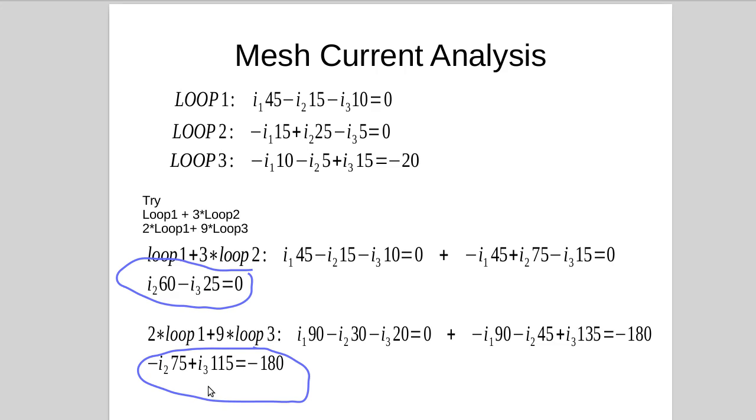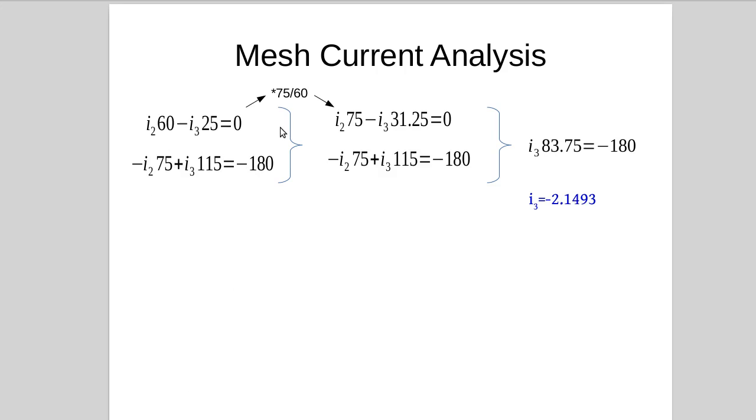To get a second equation, I multiplied this equation by 2 and this equation by 9. That gave us 90 times I1 and minus 90 times I1, so that when we added the results, we ended up with no I1 term. So now we've got two equations in two unknowns, just I2 and I3.